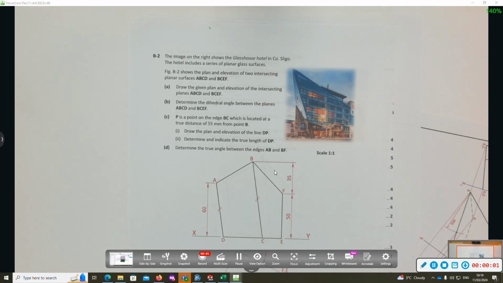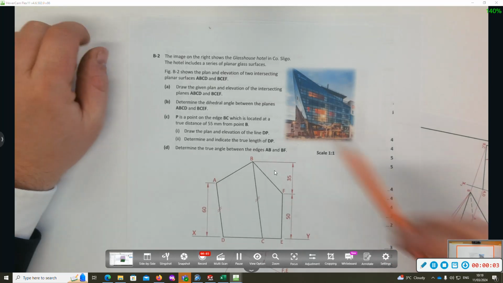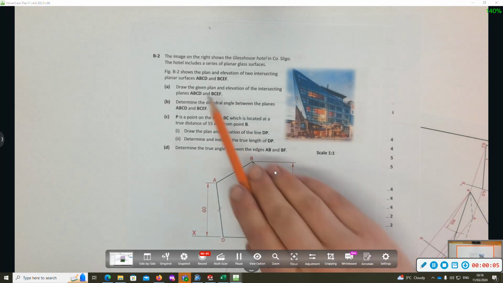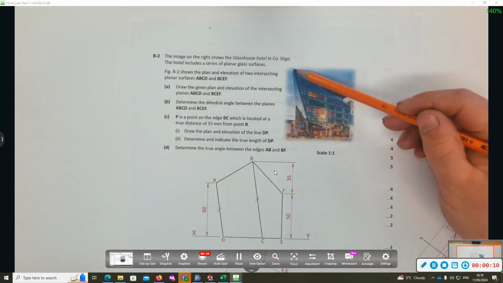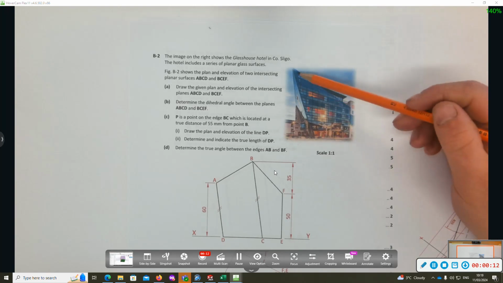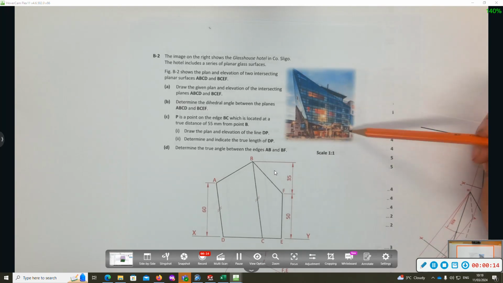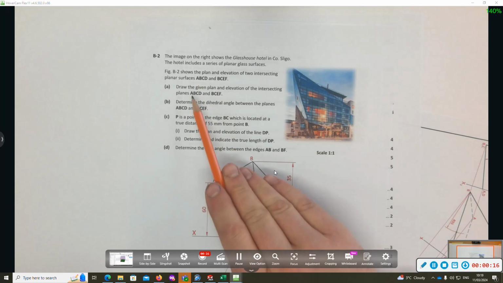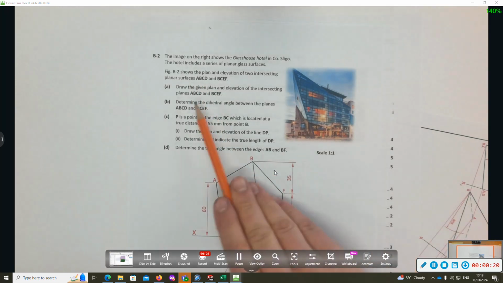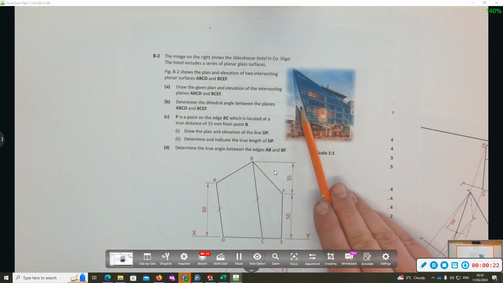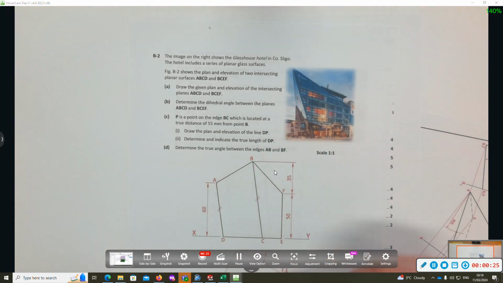Okay, so welcome to this DCG 2023 question B2. We've got surfaces A, B, C, D, C, B, E, F, and they're intersecting. Draw the given plan and elevation. Determine the dihedral angle between the two planes, so find the angle between the two surfaces.